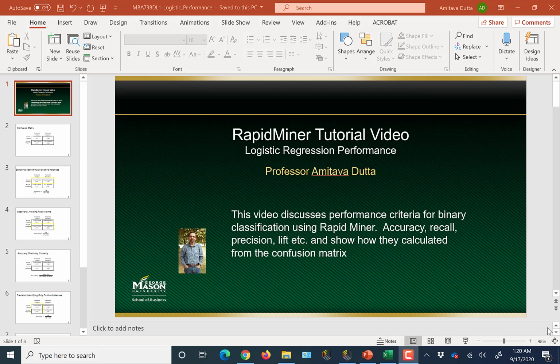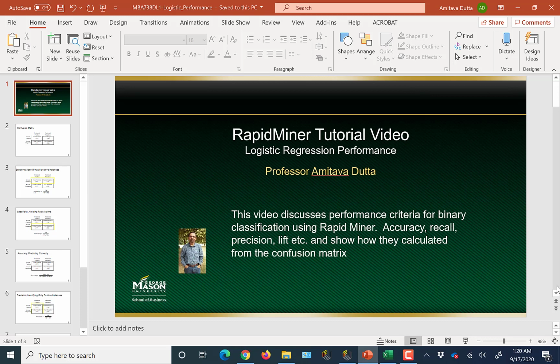In a previous tutorial, you have been introduced to various performance metrics associated with binary classification using logistic regression. And in this tutorial, we will see how those metrics are computed in RapidMiner. In particular, we'll concentrate on accuracy, recall, precision, and lift.